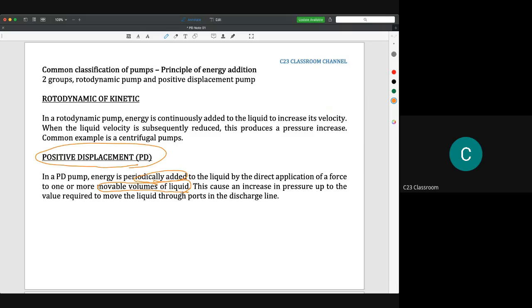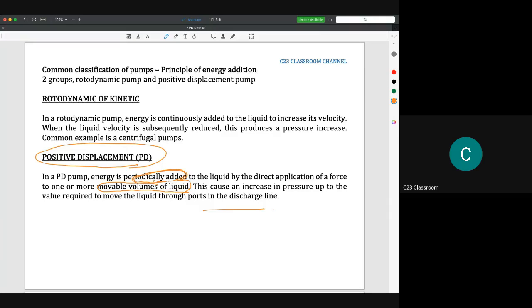This causes an increase in pressure up to the value required to move the liquid through ports in the discharge line. Okay, first, you need to understand that in positive displacement, the energy transferred to the liquid is not continuous. It is periodic. So it will transfer at certain times only. So it will repeat itself.